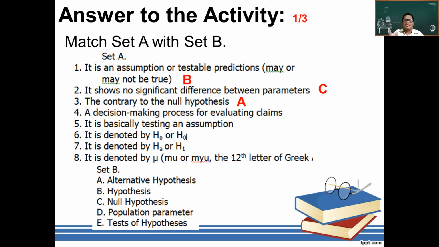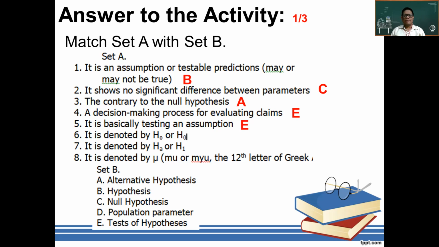Number 4. The decision-making process for evaluating claims. If you have many claims, somebody claimed this one, somebody claimed also this one, and you want to evaluate the claims, what do you call that one? Yes, letter E. It is a test of hypothesis. So if you are testing many claims or many predictions, or you want to know the real score on something, it is the process of testing of hypothesis. Okay, number 5. It is basically testing an assumption. Same with number 4. Of course, it is letter E. Tests of hypothesis.